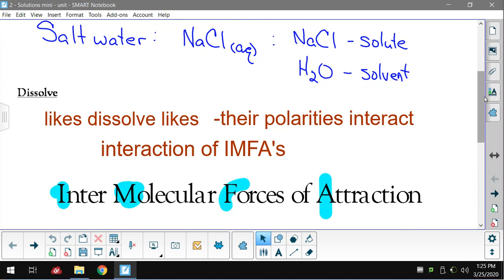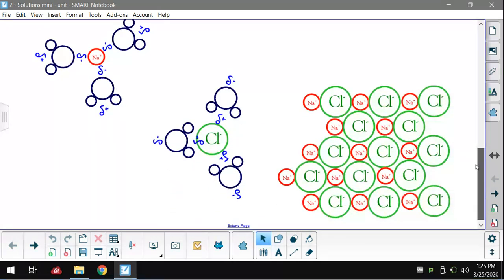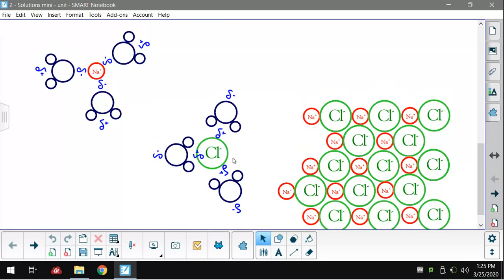Lots of examples for those. Examples include when you have salt and water. So here's an example of salt water. The water molecule is a polar molecule. You have a negative end, which is the oxygen, and a positive end, which is the hydrogens. So this negative end of the water molecule is attracted to the positive sodium ions. Conversely, the positive ends of the water molecule are attracted to the negative chloride ions.